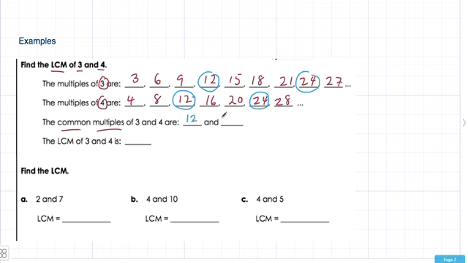So 12 and 24 are what we'd call common multiples. They are the same in each list. What's the lowest common multiple? It's the lowest number that's the same. So it's 12.